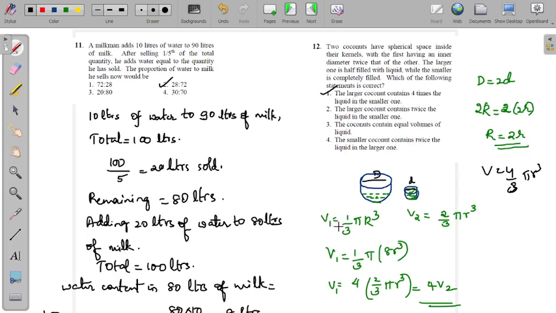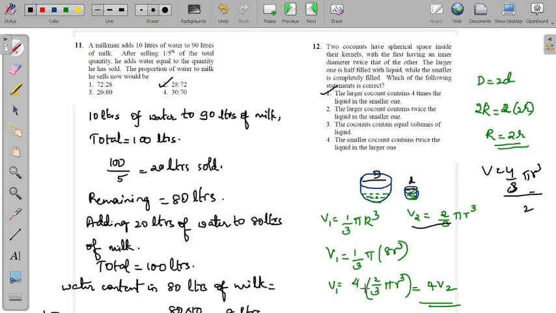Let us find V1. V1 is 4 by 3 pi R cube divided by 2, because it is half filled with water. That is 1 by 3 into pi R cube. With R being 2r of the small one, the whole cube, that is 8 r cube. V2 is 2 by 3 pi r cube. It is completely filled, so it is the hemisphere's half again. Initially it was divided by 4, that's why 1 by 3. Now it is divided just by 2, because it is a hemisphere volume. So 2 by 3 into pi r cube.